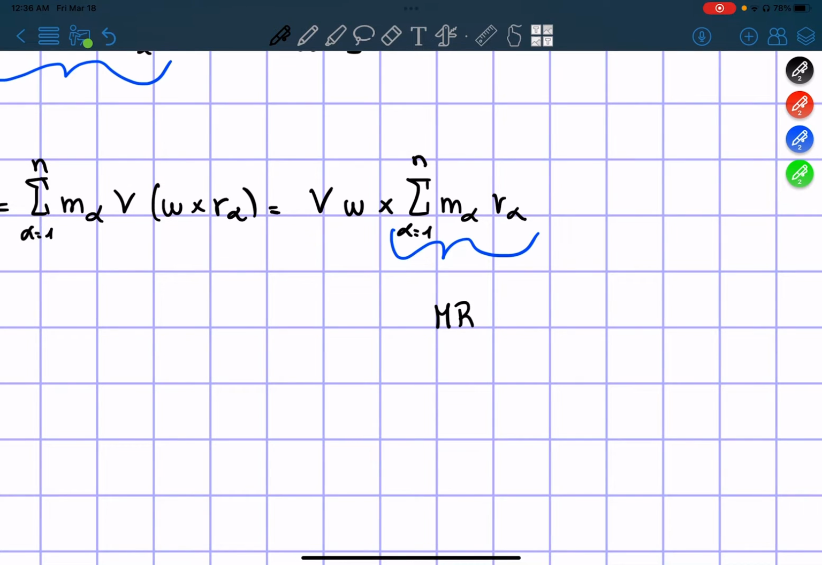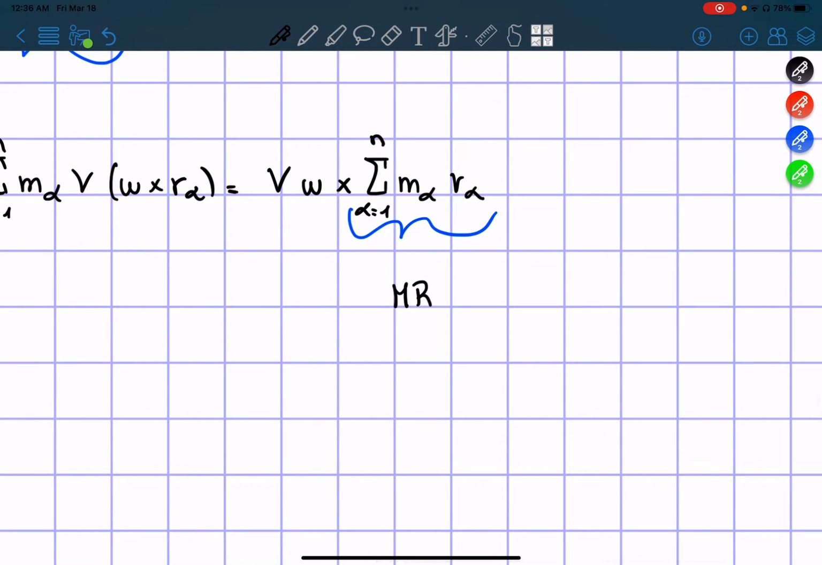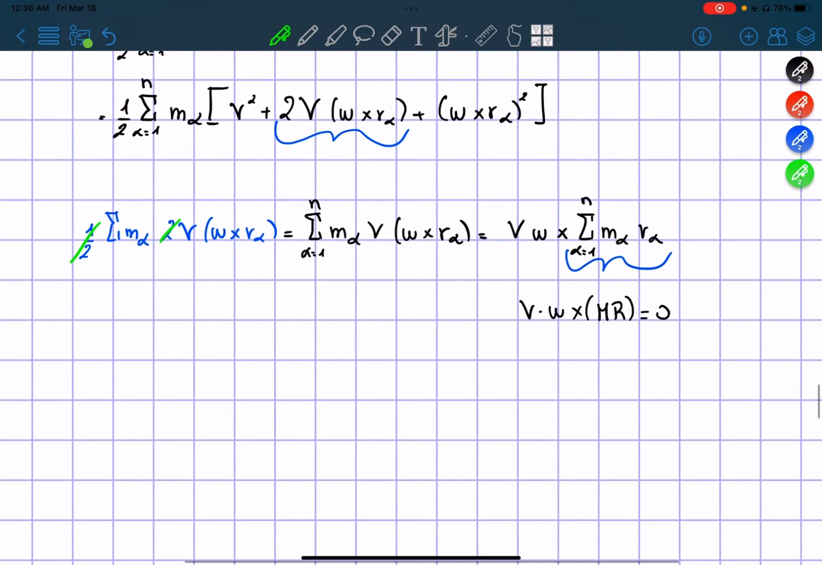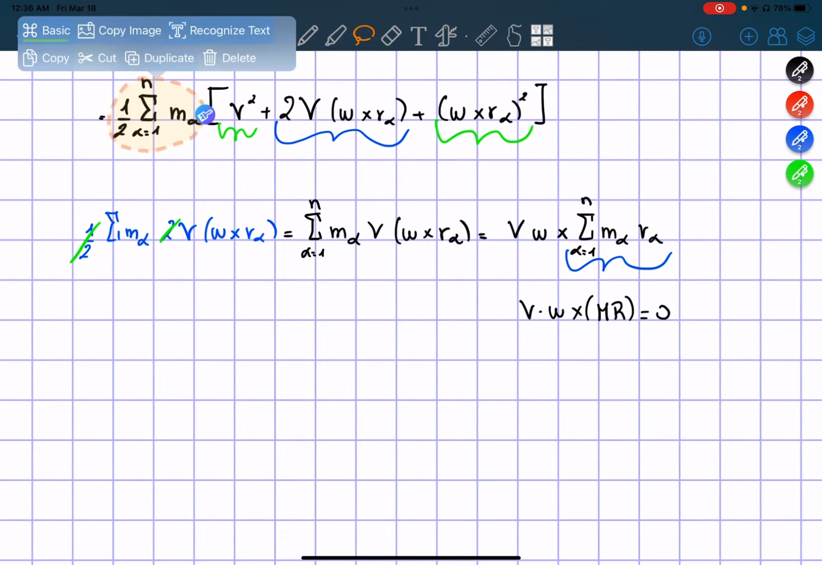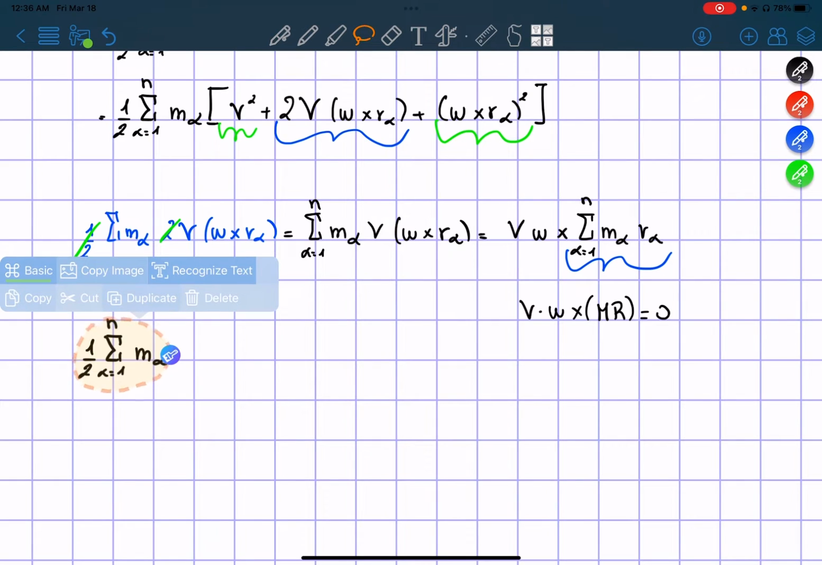But the center of mass does not move in our case. So we can say that the velocity of this, sorry, the kinetic energy of this is equal to 0. So V, and the cross product with this, is equal to 0. Now what we get is the other two parts that we left, this v squared and this part squared.